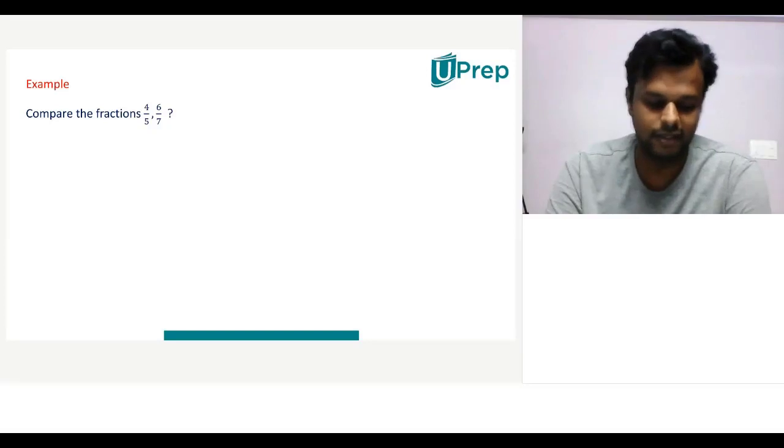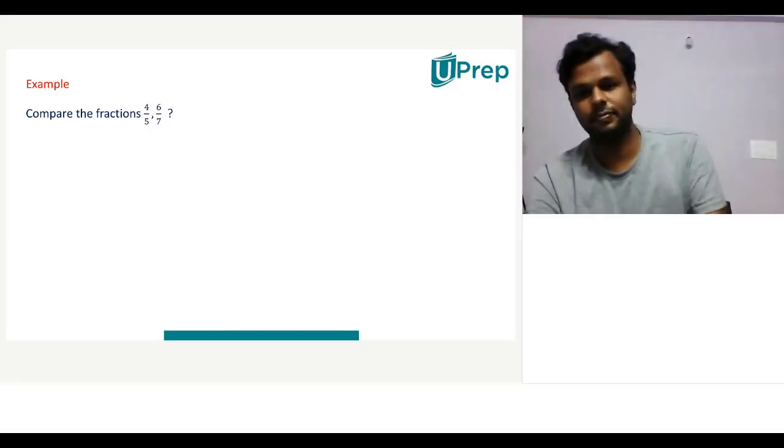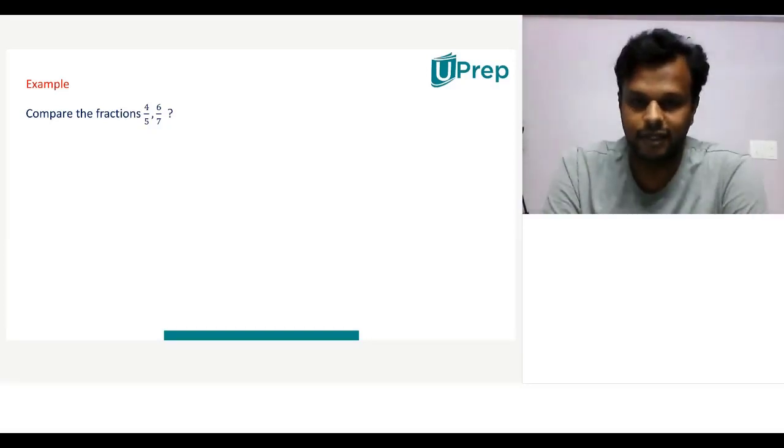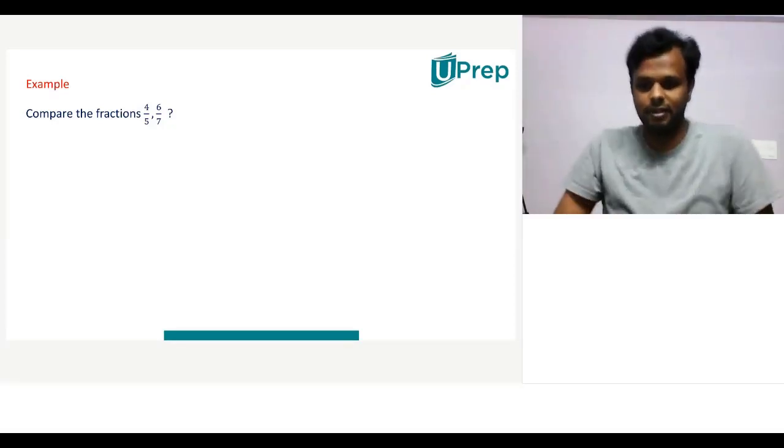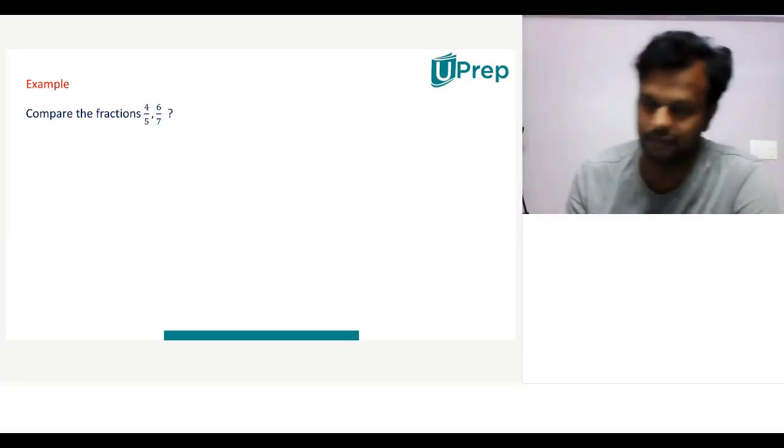So can we try this question, children, now? Comparing the fractions 4 by 5 and 6 by 7. So what we do here is we need to take the LCM of 5 and 7. Please try this question now, children. Please take the LCM of 5 and 7.